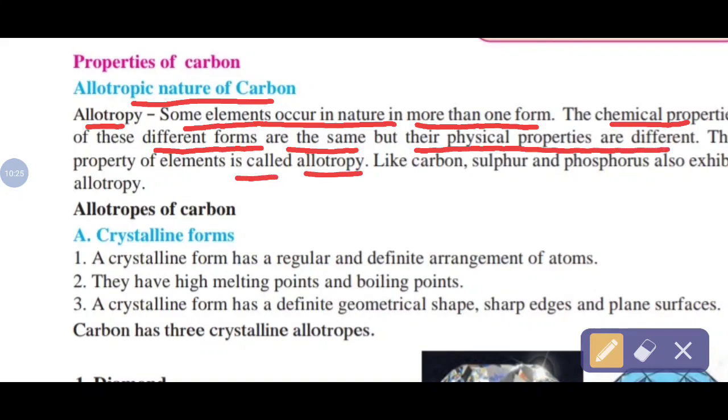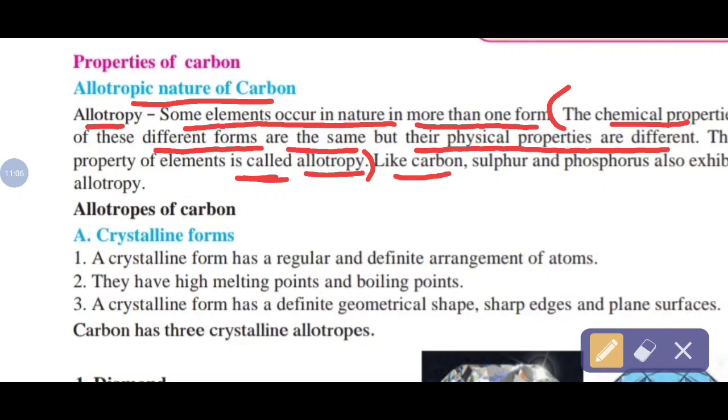It's called allotropy. What is allotropy? Define allotropy. A question is asked this way. So what is the answer? See, the bracket is given. The chemical properties of the different forms are the same, but their physical properties are different. So that property is called what? Allotropy.